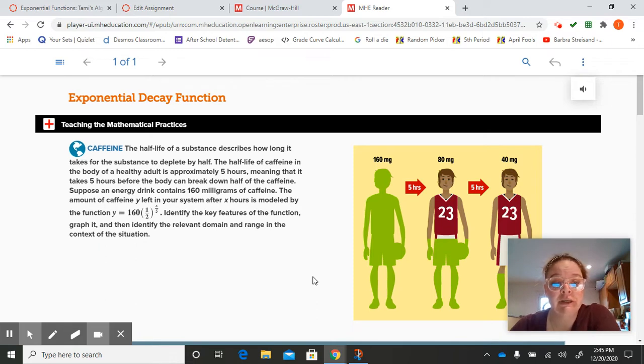Suppose an energy drink contains 160 milligrams of caffeine. The amount of caffeine y left in your system after x hours is modeled by the function y equals 160 times (1/2) to the x divided by 5 power. Identify the key features of the function, graph it, and then identify the relevant domain and range in the context of the situation.